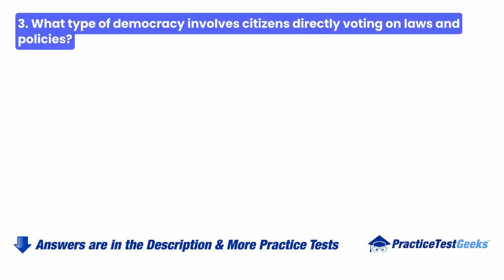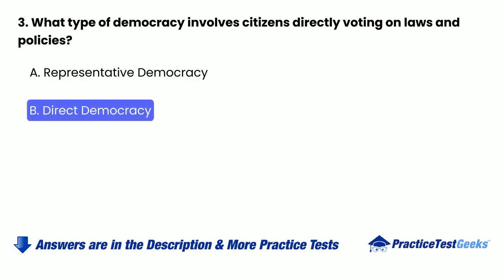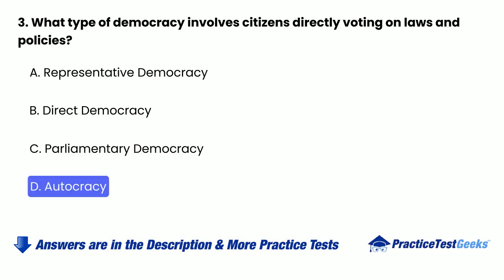3. What type of democracy involves citizens directly voting on laws and policies? A. Representative democracy. B. Direct democracy. C. Parliamentary democracy. D. Autocracy.